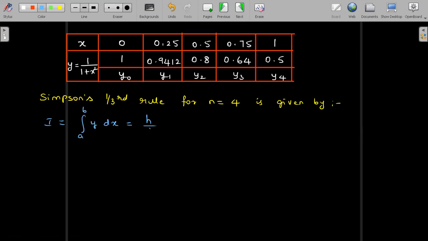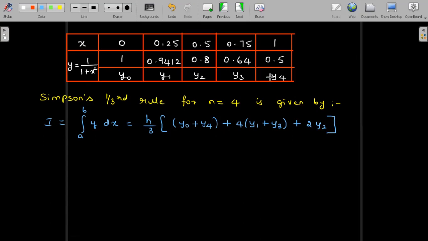h divided by 3 into first term plus last term. Here the last term we have written along with notation, no? That is the reason we wrote down along with notation for y. So y0 plus y4 plus 4 times of y1 plus y3, 4 times of odd suffixes plus 2 times of even suffixes. Under even suffixes, we have only y2 now. We have already considered y4.